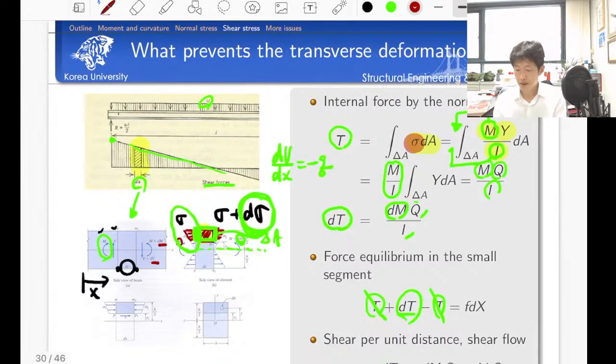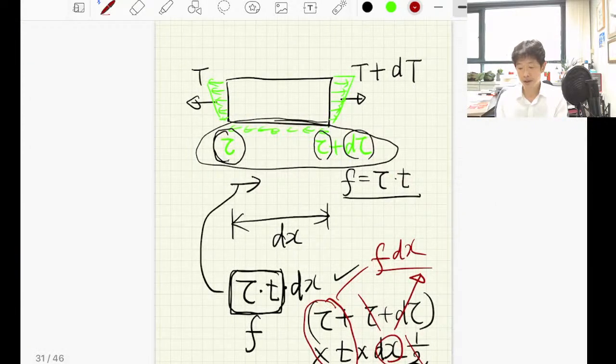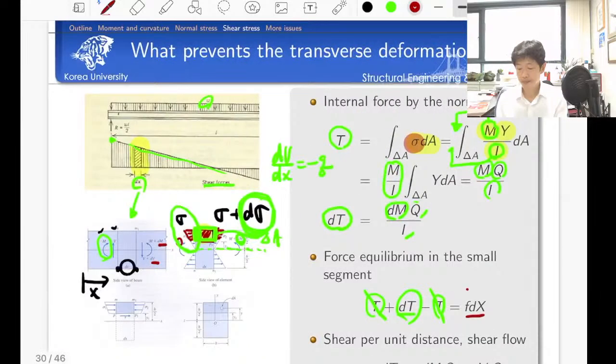Okay, so that's why on the right hand side I have shear flow times dx. The procedure behind this equation is explained in this note. Take a look at it.